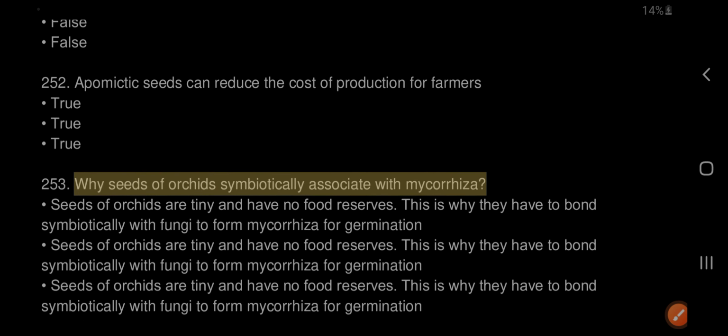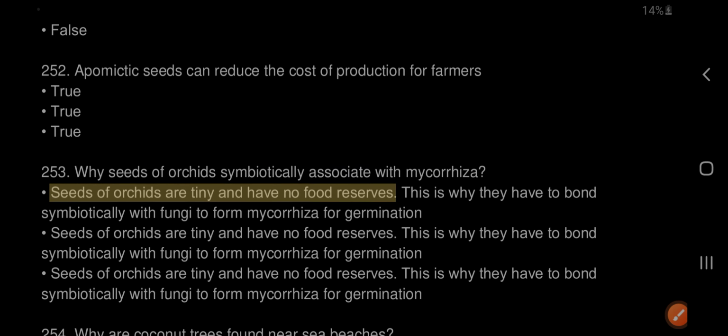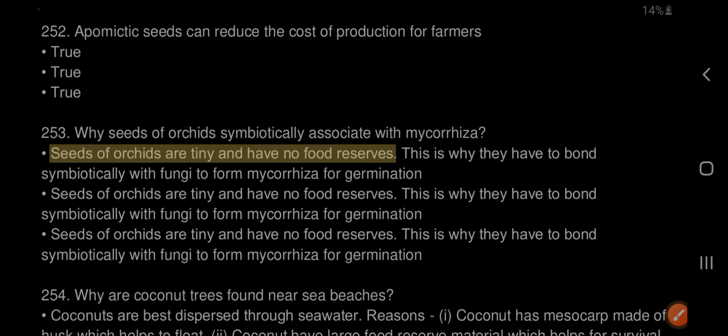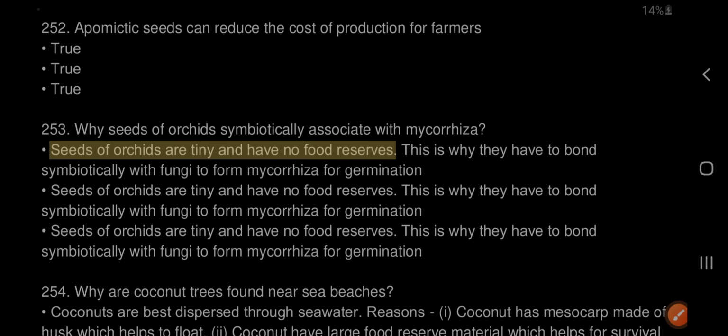253. Why do seeds of orchids symbiotically associate with mycorrhiza? Seeds of orchids are tiny and have no food reserves. This is why they have to bond symbiotically with fungi to form mycorrhiza for germination.